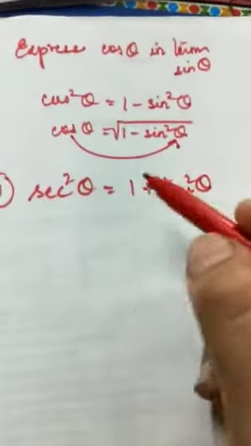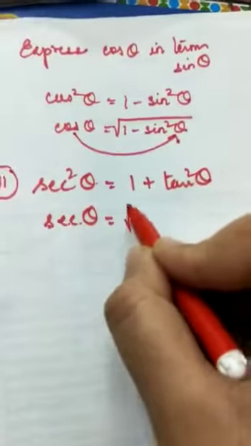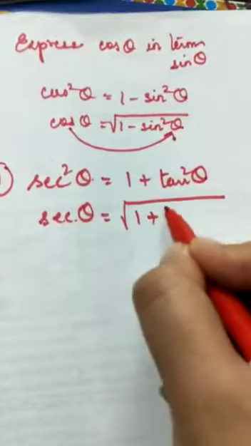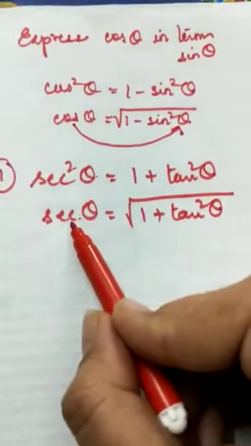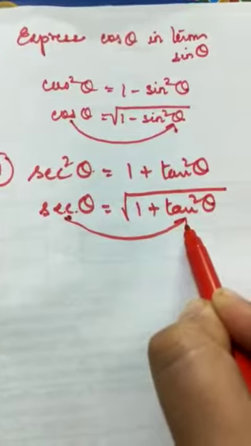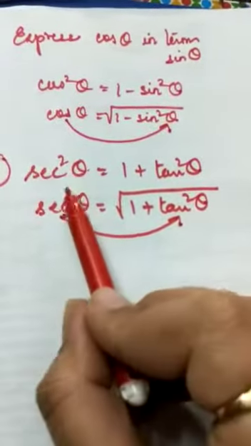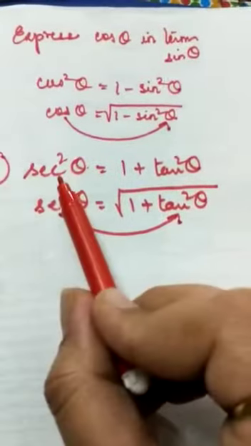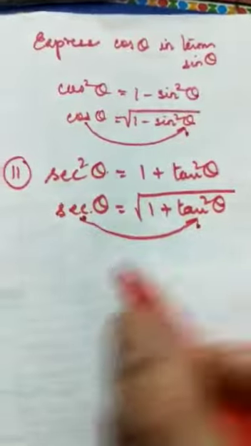Now, when I shift this square to that side, what will I get? This will be sec theta equals under root of 1 plus tan square theta. What is happening here? I have expressed sec in terms of tan. So if the question is to express sec in terms of tan, then you have to write down this. You have to consider the identity and replace this term with another one.